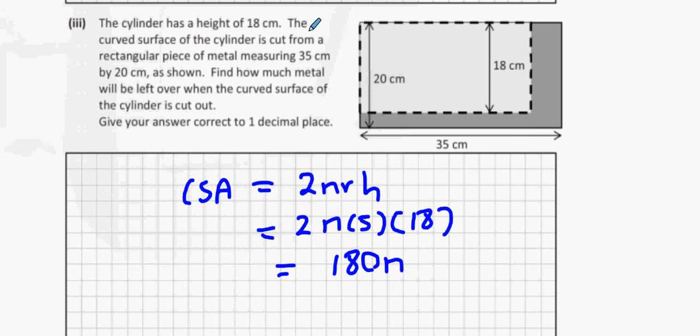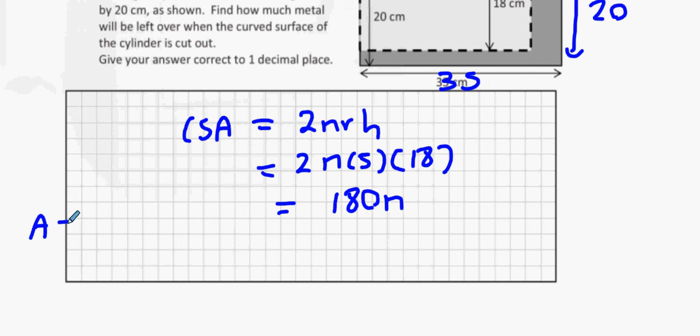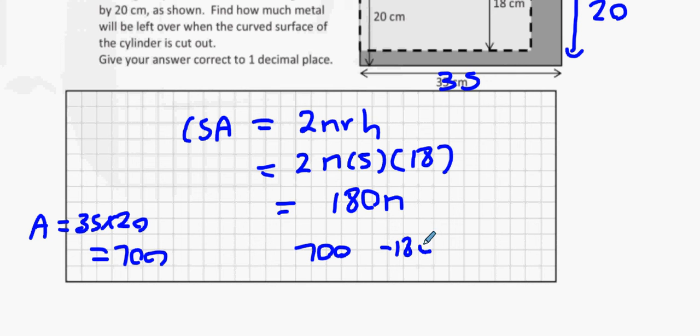Now, what's the area of the full thing? The full rectangle. 35 by 20, which is? Yep. Area of rectangle is 35 by 20, which is 700. And then get your 700 and take away your 180 pi. What you get then? 134.5 centimeters squared. Only volume is cubed. Alright?